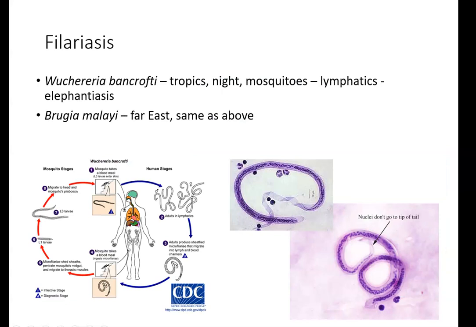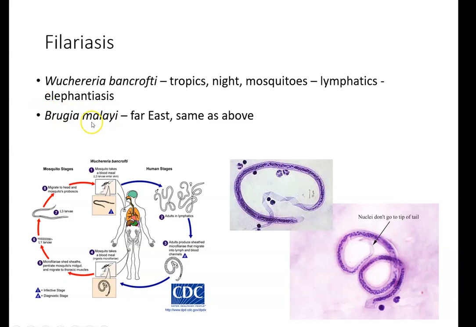But Wuchereria bancrofti are typically in the tropical regions. Infection is carried from person to person by mosquito bites, because these little microfilaria are in your lymphatic circulatory system. So a mosquito comes and bites you, goes to another person, bites them, and there's that release of your lymphatic fluid into them. Boop, there you go. So easy enough that it can go from person to person. Okay.